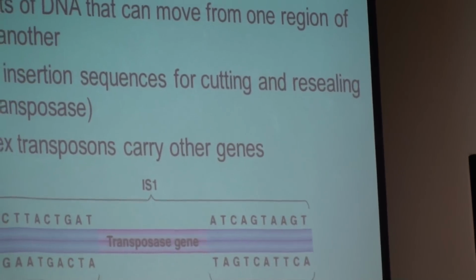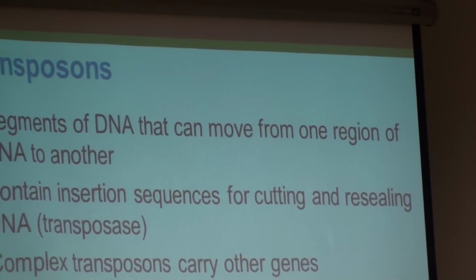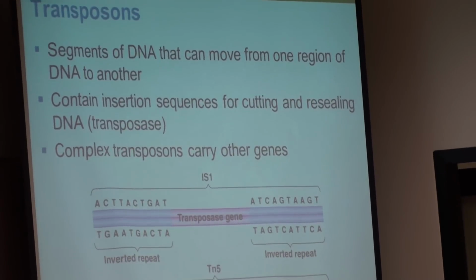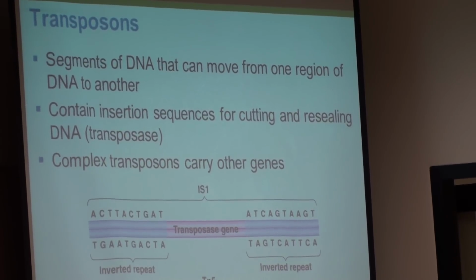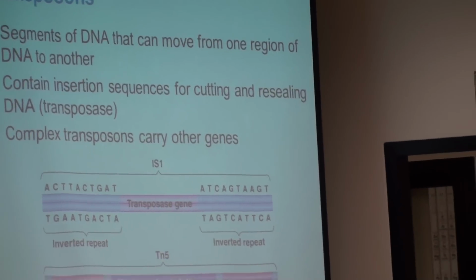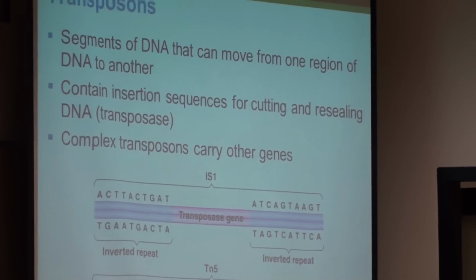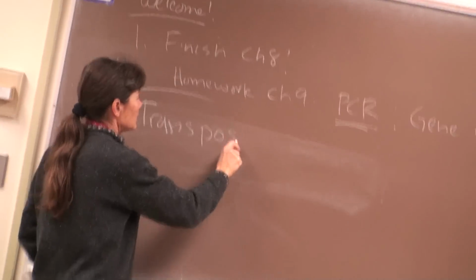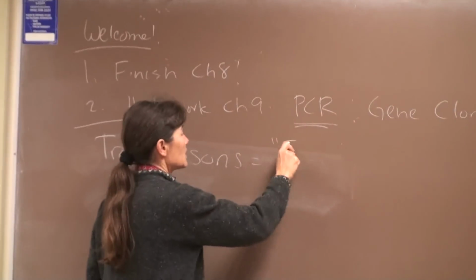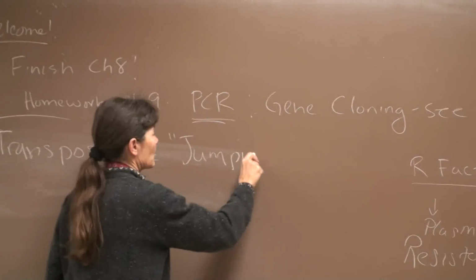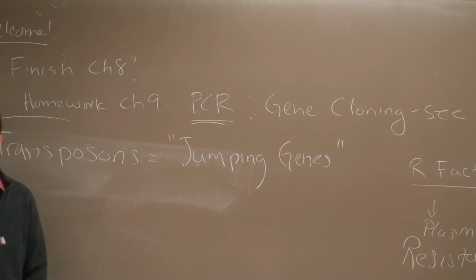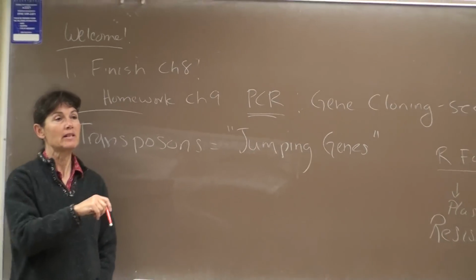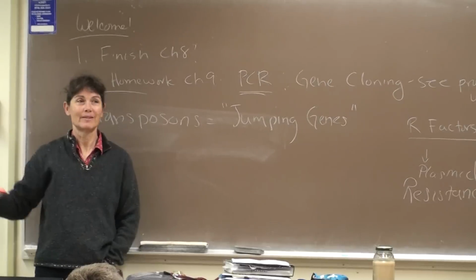And then a second type of genetic element that bacteria can share are called transposons. And transposons are really fascinating. They were discovered by a Cornell geneticist by the name of Barbara McClintock. Transposons have been nicknamed jumping genes because they can move from chromosome to plasmid, they can move from plasmid to chromosome, they can move from one place in the chromosome to another, so it almost seems like they're jumping around.